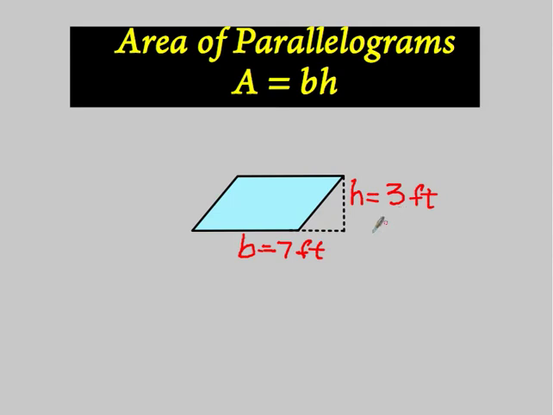Okay, so base times height, 7 times 3. Area equals base times height, 7 times 3. So 7 times 3 equals 21. And we're going to put feet squared, or square feet. So area equals that. There's the area, or the amount of squares that are in feet that would be inside that parallelogram.